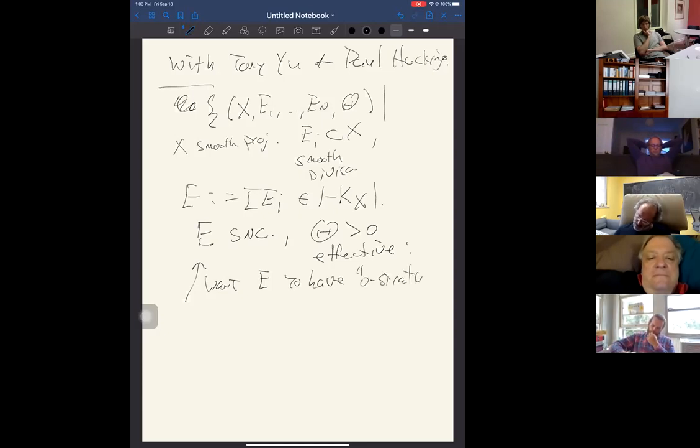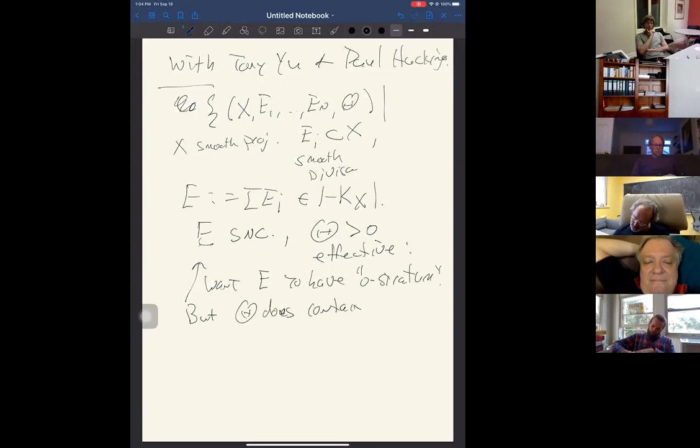If you don't know what that is, please ask me, and I'll tell you. It's an easy thing. But I assume most of you know it: a zero stratum means there's a point where as many components pass through that point as you could have and still be simple normal crossings. So E has a zero stratum, but the condition I want is that theta does not contain any zero stratum of E.